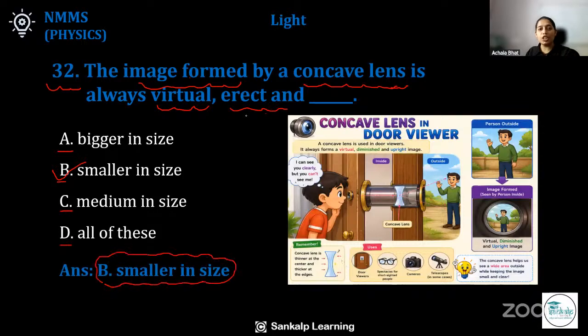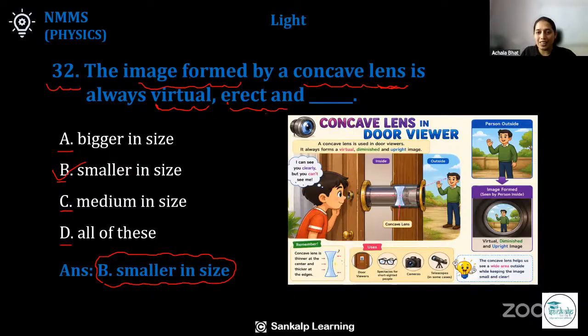When the image is formed by a concave lens, not a mirror, the image formed by a concave lens is always virtual and erect, upright, not upside down. It is an erect image and smaller in size. Smaller in size. A good example is this door viewer.